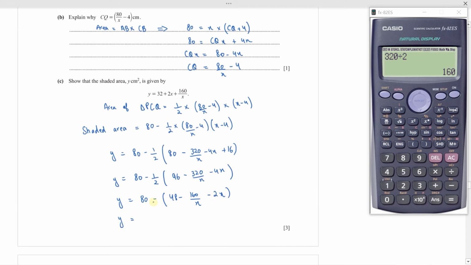Now I can open this bracket up and multiply this minus sign with these numbers inside. So I will be left with 80 minus 48. This minus becomes plus, so plus 160 over x. This minus and this minus also becomes plus, so plus 2x. So 80 minus 48 is 32. So this will be y equals 32 plus, I will write this 2x first because in the question you're given 2x first, so 2x plus this 160 over x. So you have shown that the shaded area y is 32 plus 2x plus 160 over x.